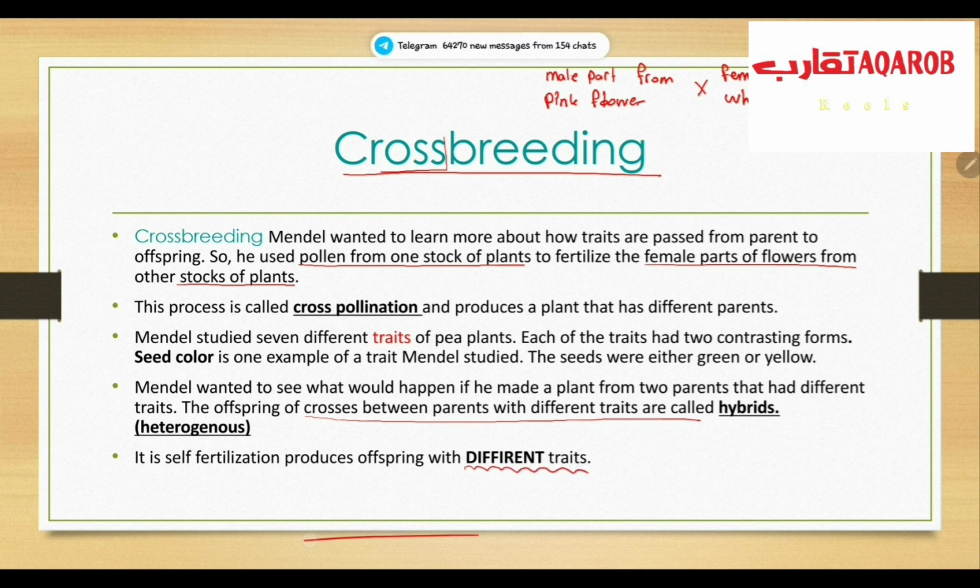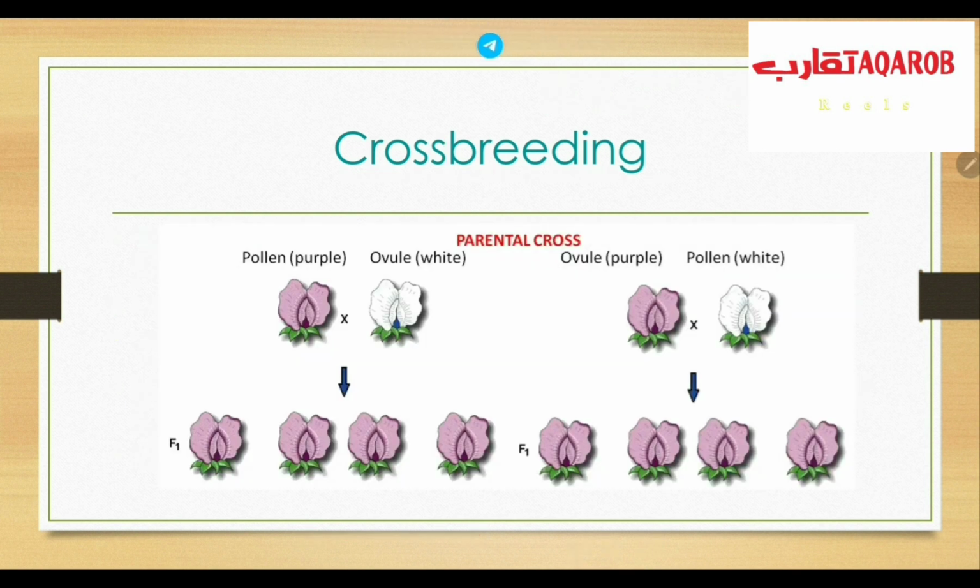Okay, so let's see here. Here we have the parental cross. Here we have pollen from the purple or pink flower and ovule or egg from the white color. So pollen here represents the male part, and ovule or eggs represent the female part. Okay.